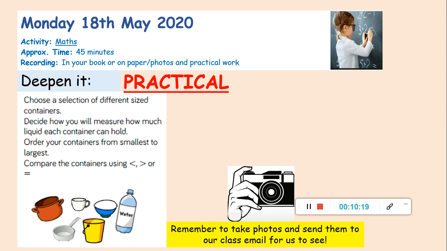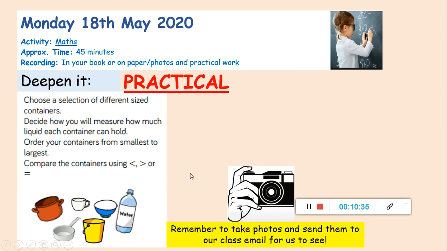So you're going to order your containers from smallest to largest, and then you're going to compare them using the symbols less than, greater than, or equal to. So again, remembering to take pictures.